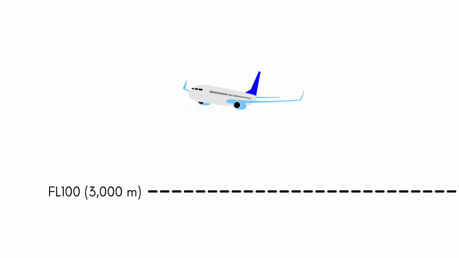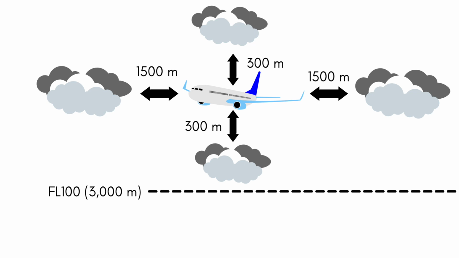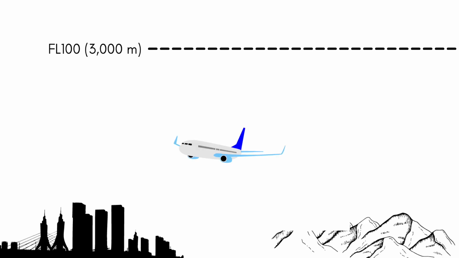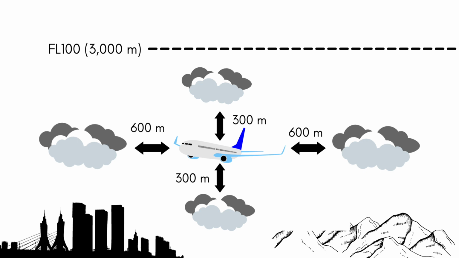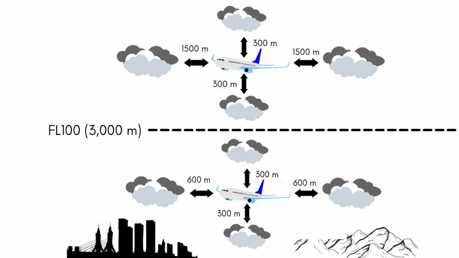Well, when an aircraft is flying at an altitude of flight level 100 or above, which is equivalent to 3000 meters, the aircraft must be 1500 meters horizontally and 300 meters vertically away from the clouds, and the flight visibility must be maintained at least 8 kilometers. And when the aircraft is flying at an altitude of less than flight level 100, the aircraft must be 600 meters horizontally and 300 meters vertically away from the clouds, and the flight visibility must be maintained at least 5 kilometers. Therefore, pilots must not fly if these conditions are not met. If they are already flying and these conditions are hindered, they must change their flight path.